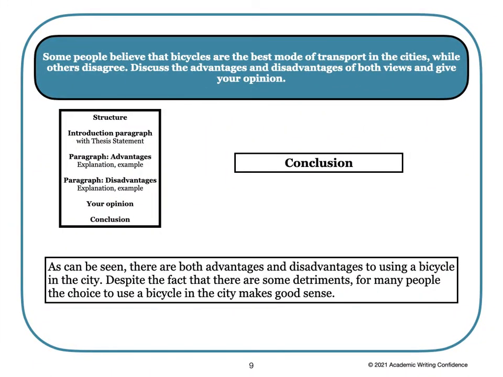The conclusion needs to show that you're finished with your essay. As can be seen, there are both advantages and disadvantages to using a bicycle in the city. Despite the fact that there are some detriments, for many people the choice to use a bicycle in the city makes good sense. Now, in your essay, you can combine the opinion section with your conclusion to make one final paragraph for your essay. The conclusion often also uses transition words. Here we used the words "as can be seen."